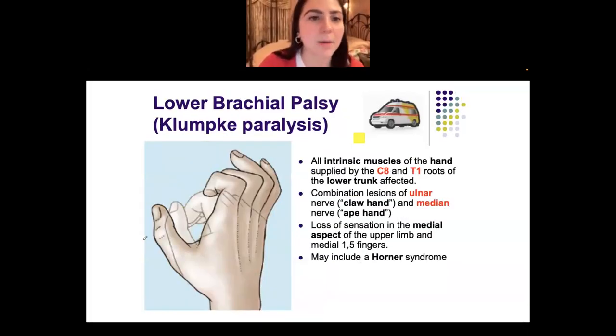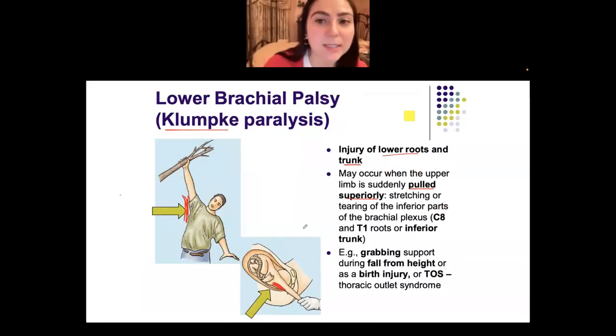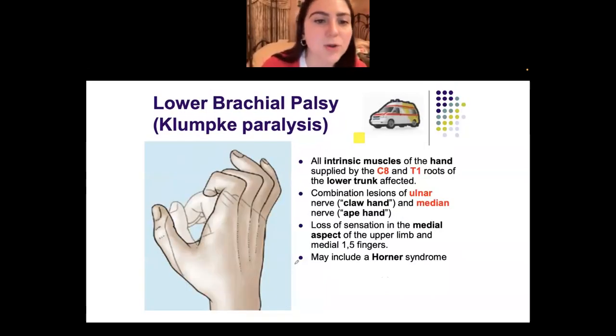Okay. So this is another example of Klumpke's palsy. So this is how it can present. So intrinsic muscles of the hand are supplied by C8 and T1, right? So we talked about that. So you get combination lesions of the ulnar nerve and the median nerve. So you get that ulnar claw and that median claw, which again, they refer to as ape hand.